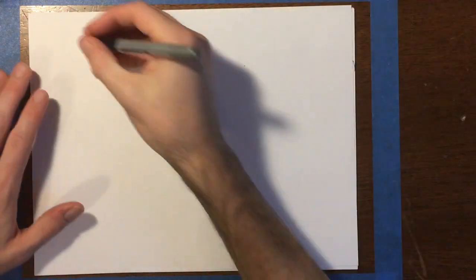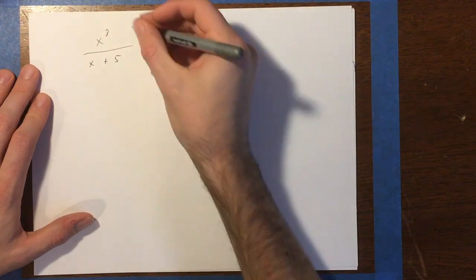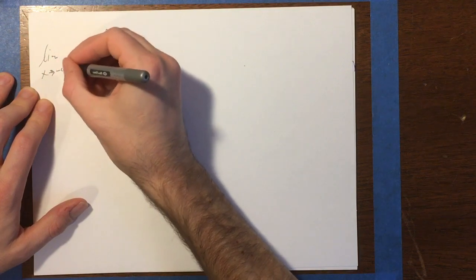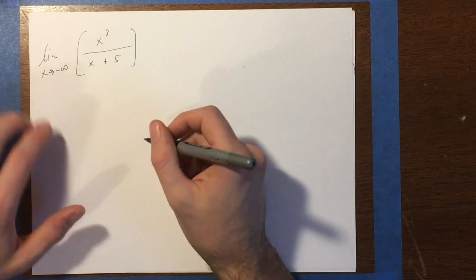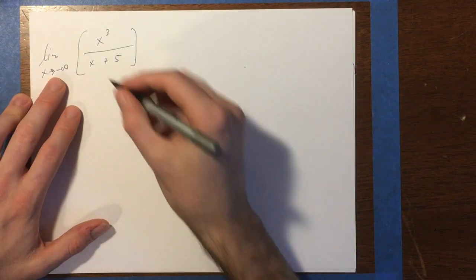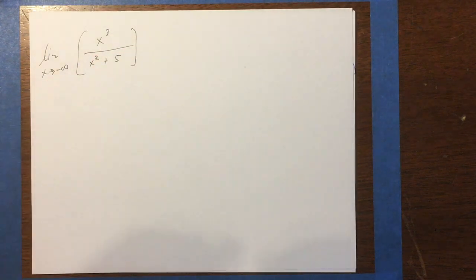Let's look at what happens when it's the other way around. Let's try x cubed over x plus 5. And I'm going to take the limit as x approaches negative infinity again. I want to do more of this negative infinity to show you what happens. Do I want x cubed or x? Let's do x squared plus 5, yeah.